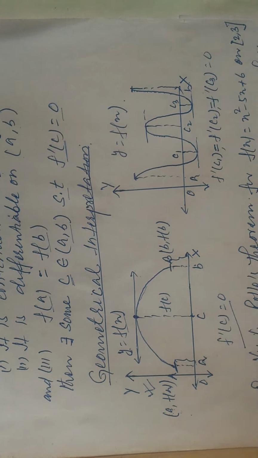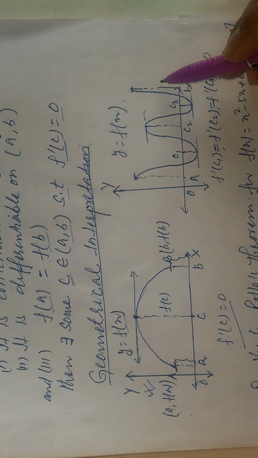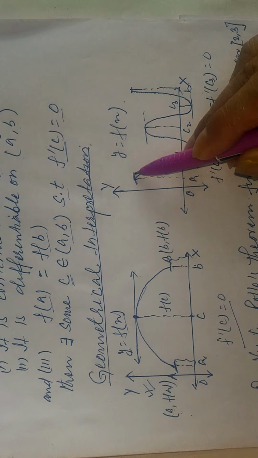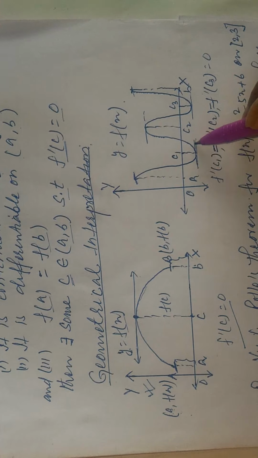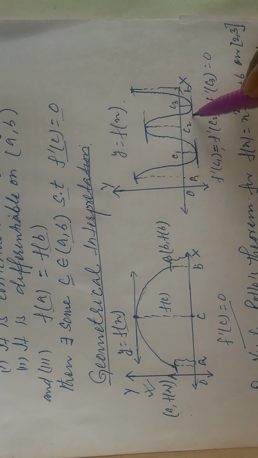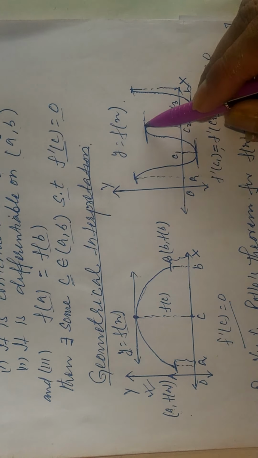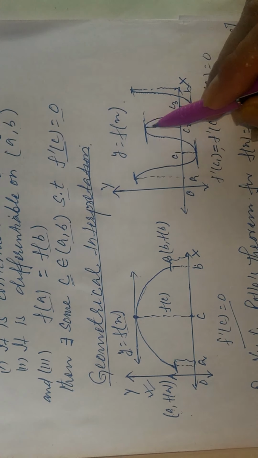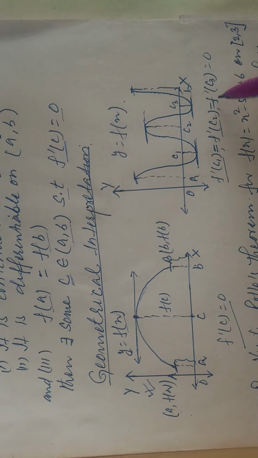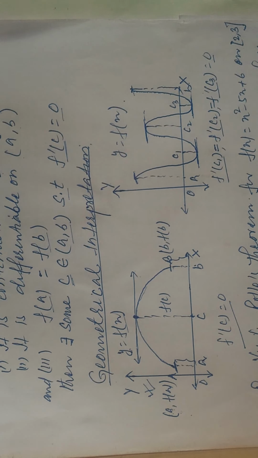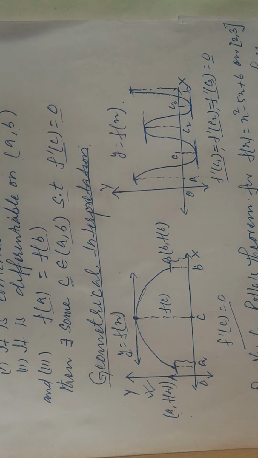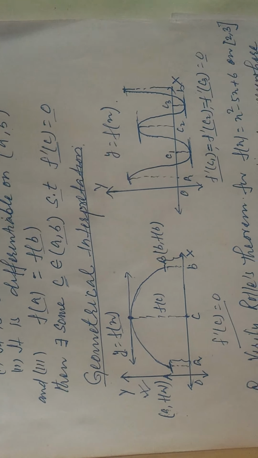See, if you have a function and a curve like this, wherein f(a) and f(b) are equal to 0, continuous everywhere and differentiable everywhere, we find that these are the points c1, c2 and c3, where if you find the derivative of the function at these points, you will find that they all give you 0, meaning the tangents are parallel to the x-axis. This is the geometrical interpretation of Rolle's theorem.